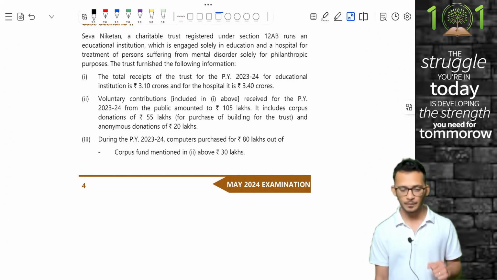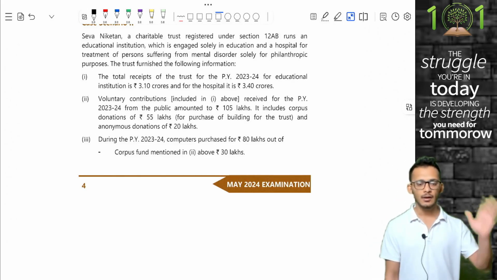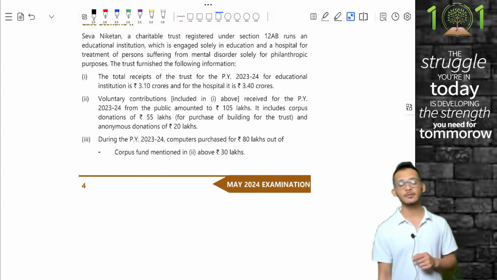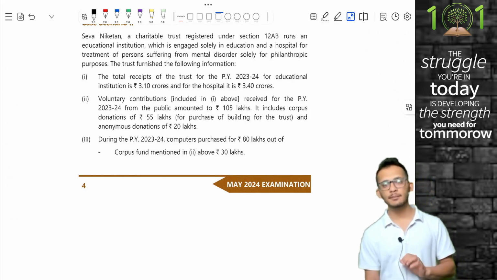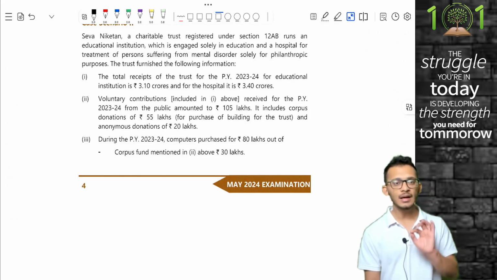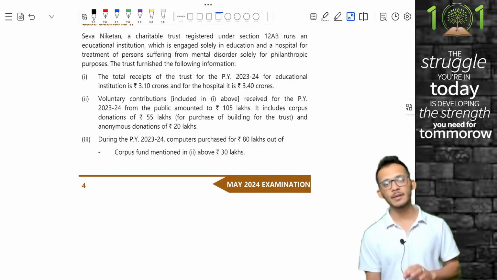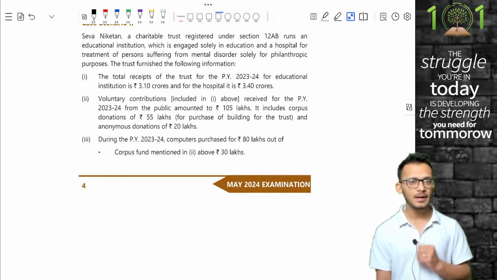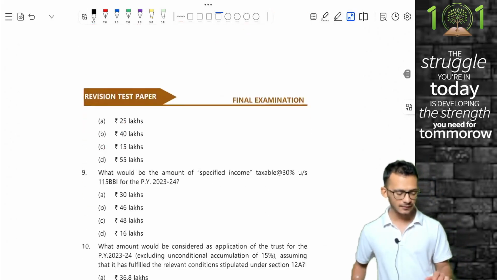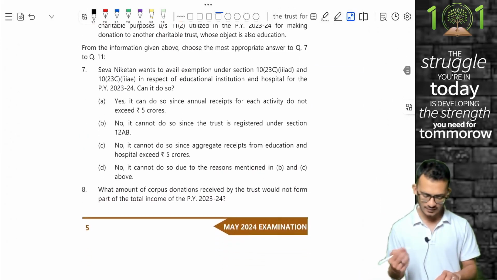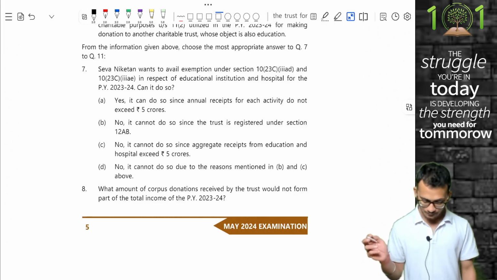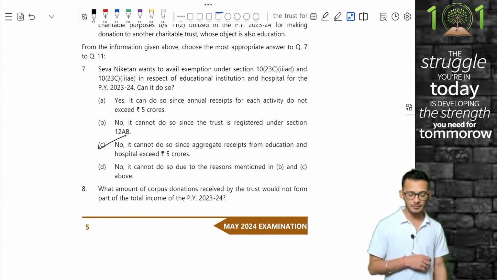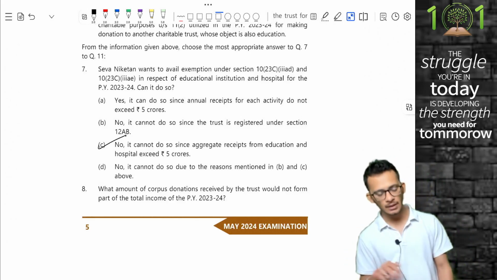Now this is your MCQ number 1. They're asking that they want to claim exemption individually for hospital and individually for education. Can they do so? No. The provisions of charitable organizations clarify that when you are running both the hospital and education, the total turnover of the whole institution should not be more than 5 crores. If you notice, it is 3.1 crores and 3.4 crores, the total has become 6.5 crores, meaning you will not be eligible for exemption. So I can straight away go to the question and say the answer is C. No, it cannot do so since the aggregate receipts from education and hospital exceed 5 crores. So option C is your answer.